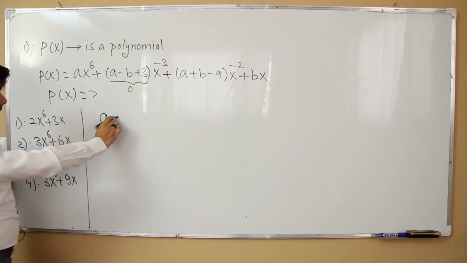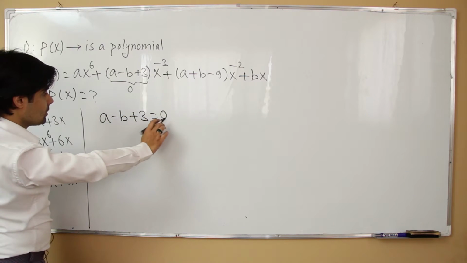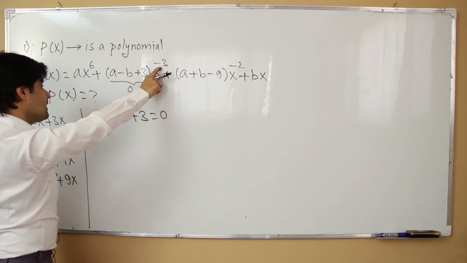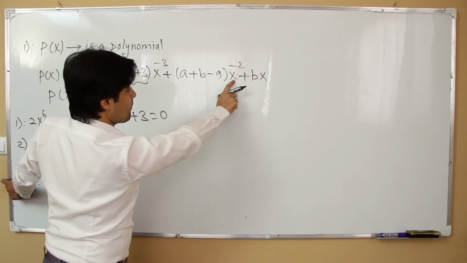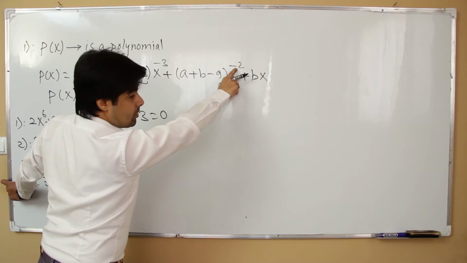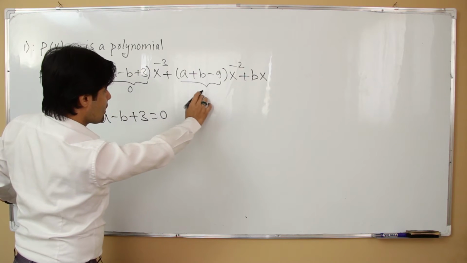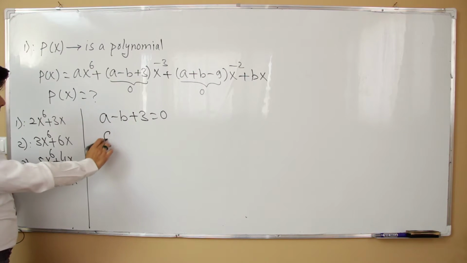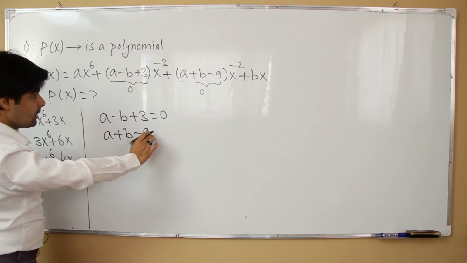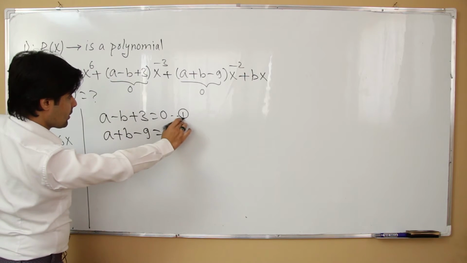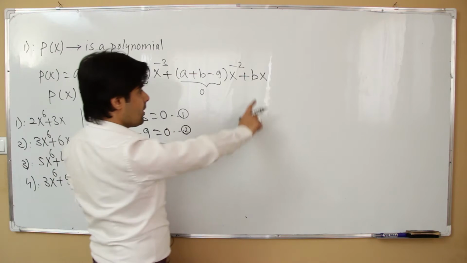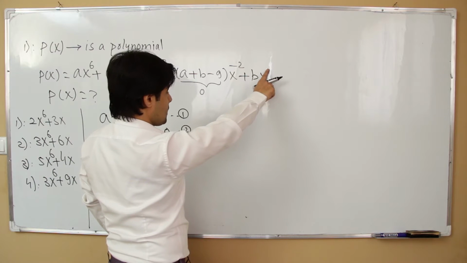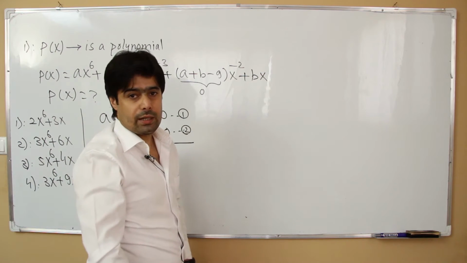I want to say that a minus b plus 3 should be 0. Why? Because of this power. The power is not a natural number. And here, check this one. Is this a polynomial? No. Why? Because the power is not a natural number. It is an integer, so the coefficient must be 0. I want to say a plus b minus 9 should be 0. This is the first equation, and this is the second equation. Now check this one. Is this a polynomial? Yes. Why? Because the power is 1 and 1 is a natural number.